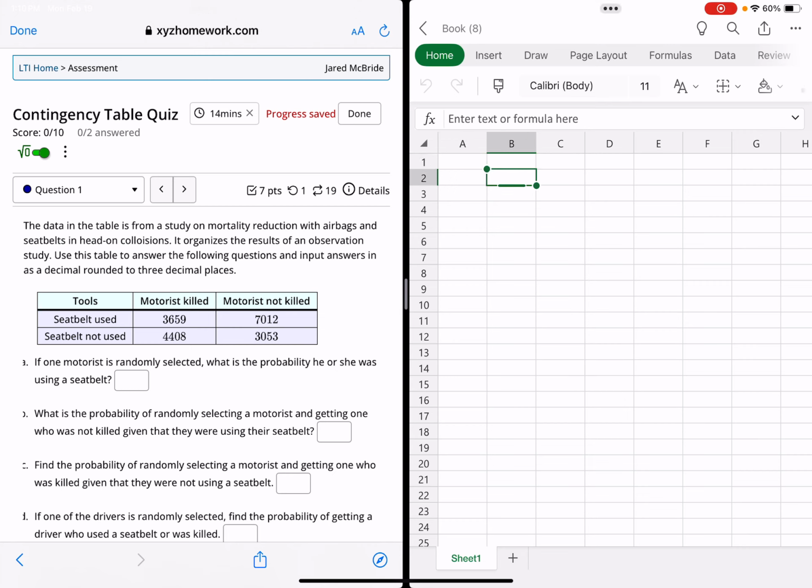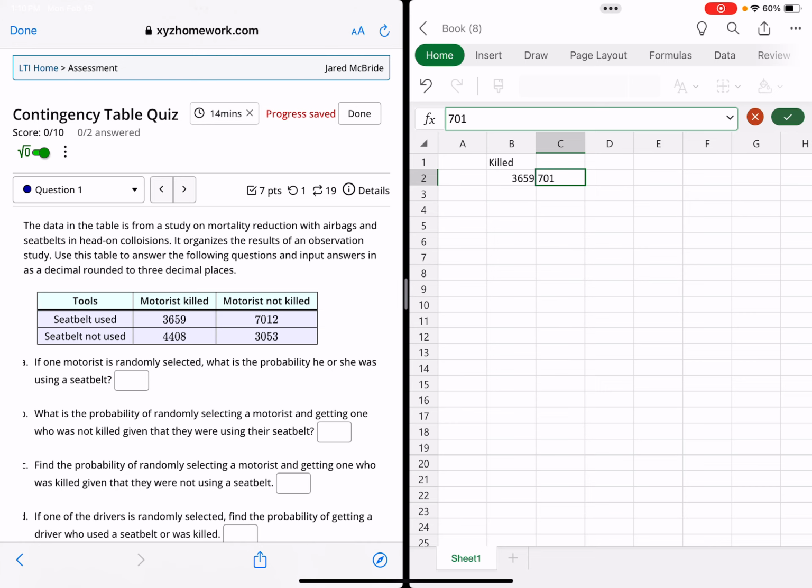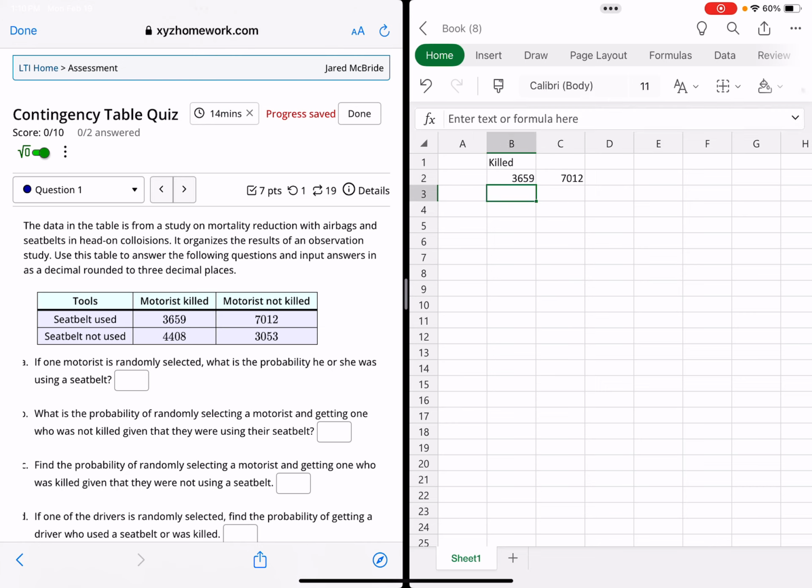All right, let's see. So I could just type in the table. All right, let me just type in the table. 3659 tab, 707012 enter, 4408 tab, 03053. Okay, let me look at those. Is that right? Okay, looks pretty good.